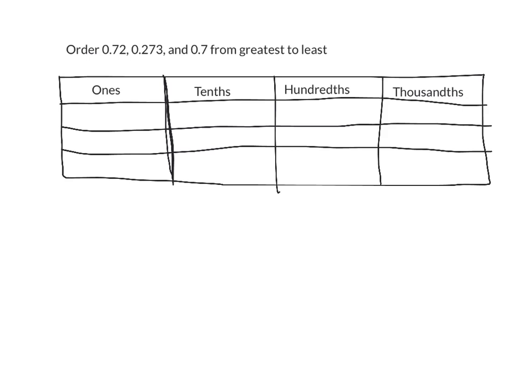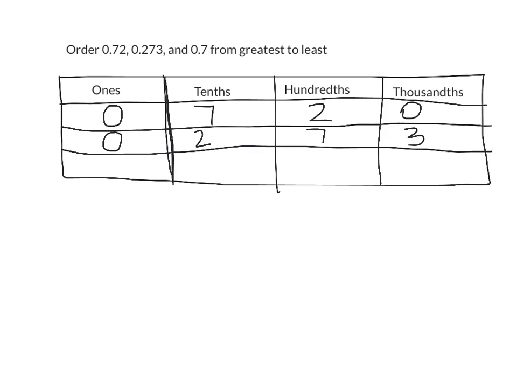We have 72 hundredths. So we have a 0 in the ones place, a 7 in the tenths place, a 2 in the hundredths place, and it doesn't go to the thousandths place, which would mean that we could technically put a 0 in the thousandths place. Next we have 273 thousandths. So again we have a 0 in the ones place, a 2 in the tenths place, a 7 in the hundredths place, and a 3 in the thousandths place.